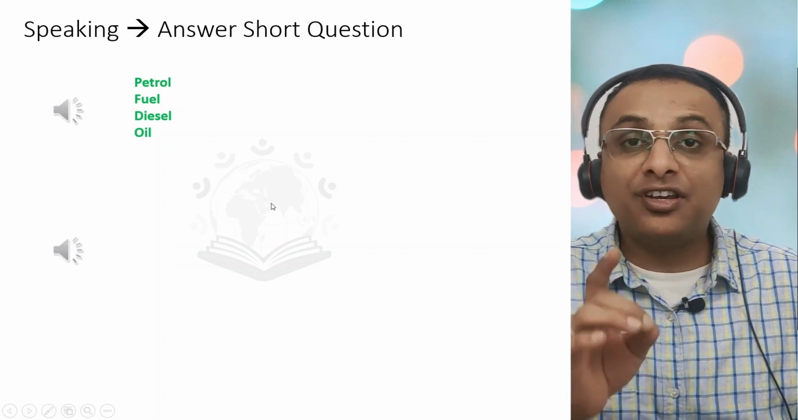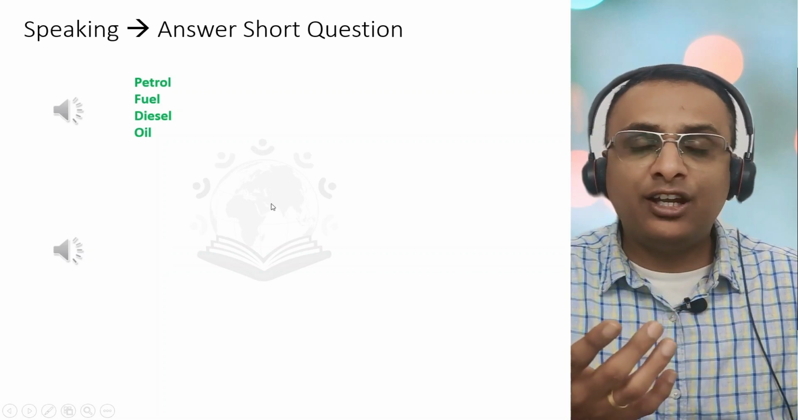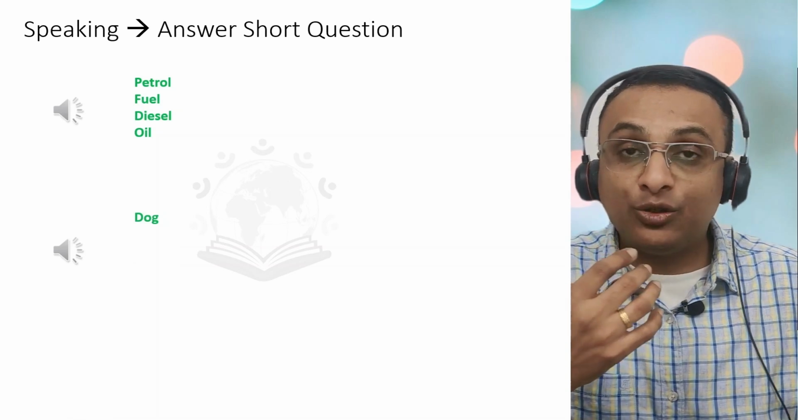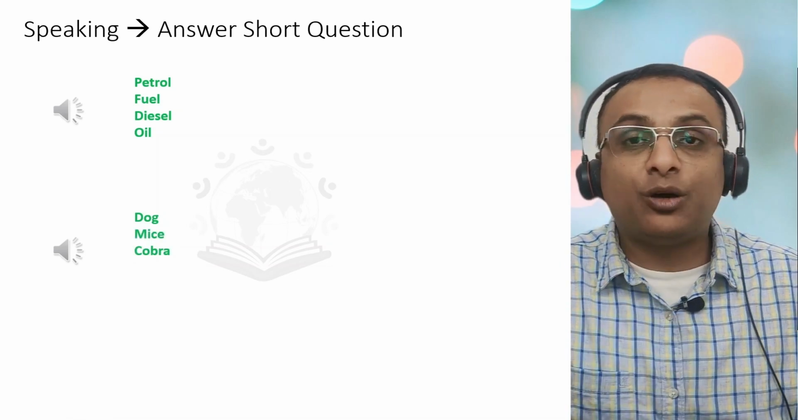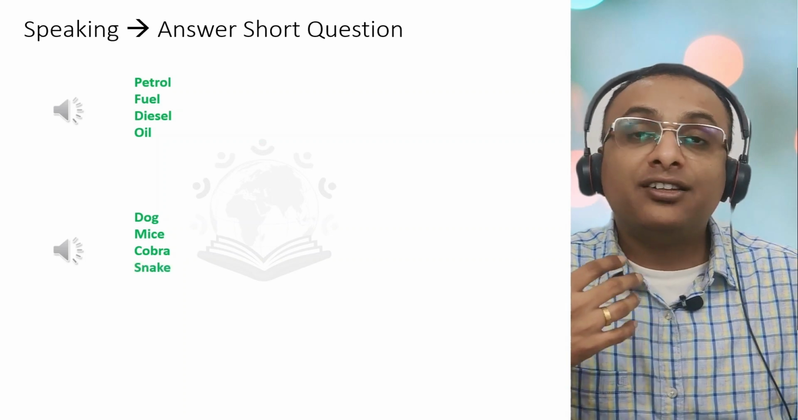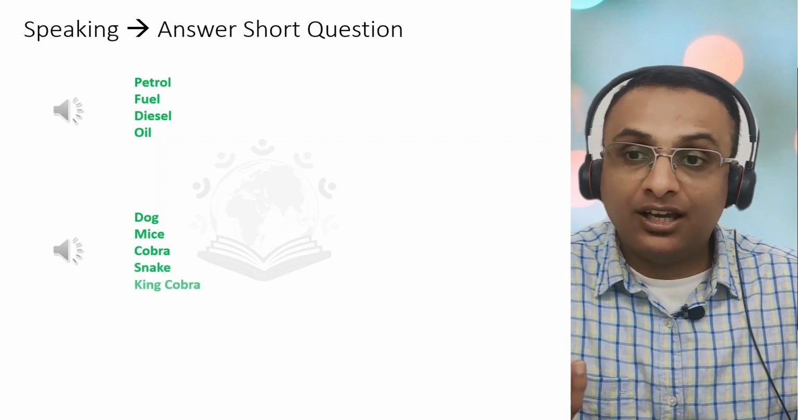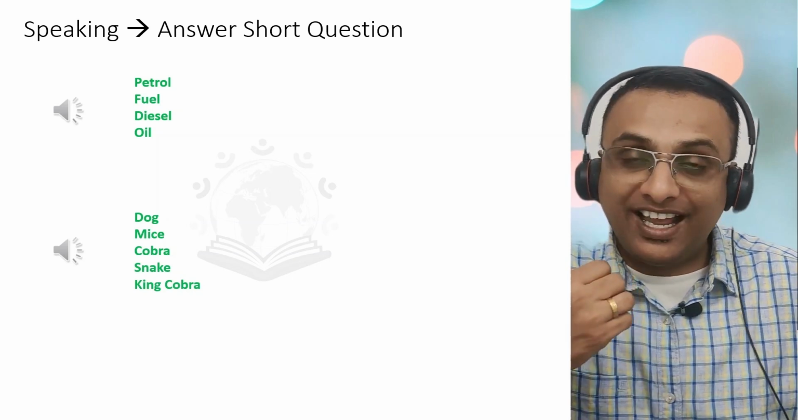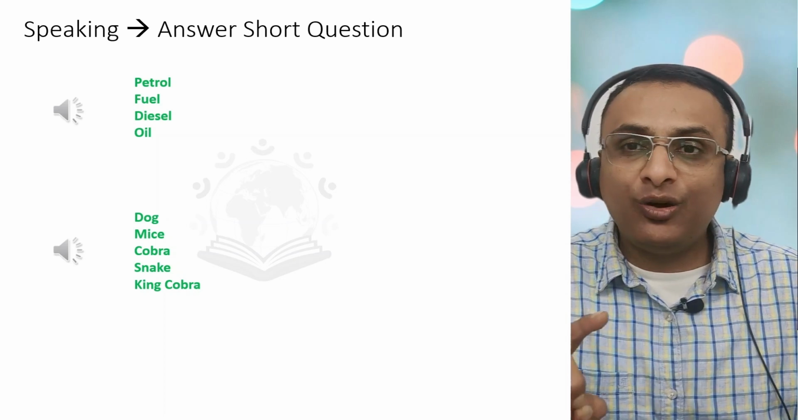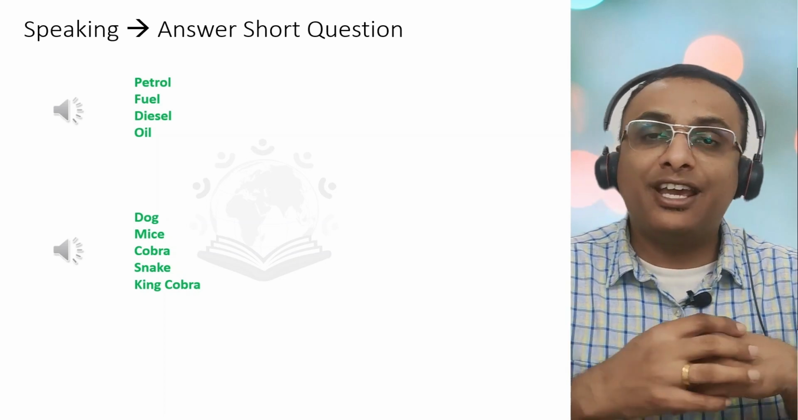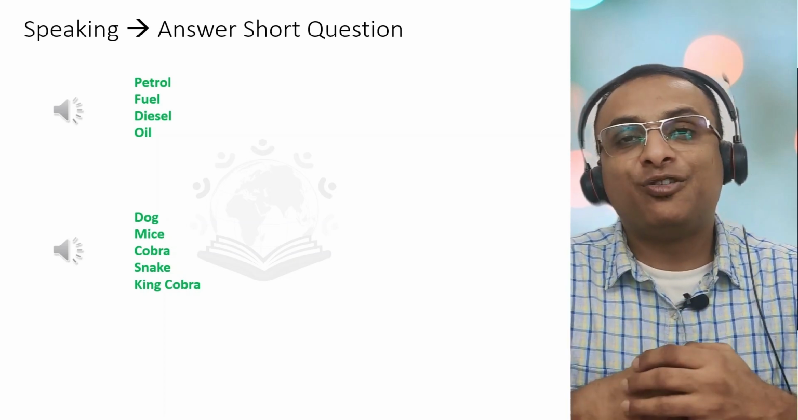So here they have given options. You can say any of the options. Say for example, you say dog, mice, or even cobra. Any of these options will work. Or if you don't know the answer also, you can tell snake or king cobra. You can tell anything as a relevant answer. If you can follow any of these methods, you will be able to achieve full marks for answer short question type.